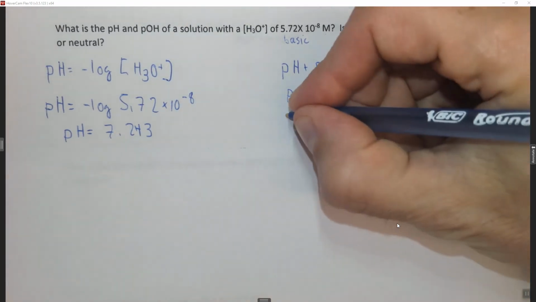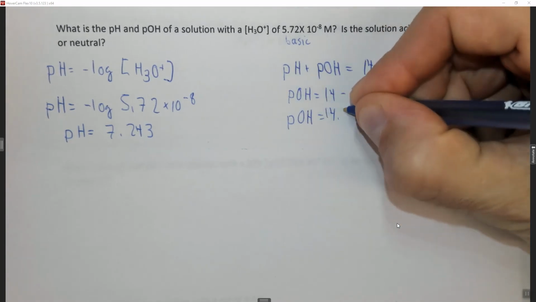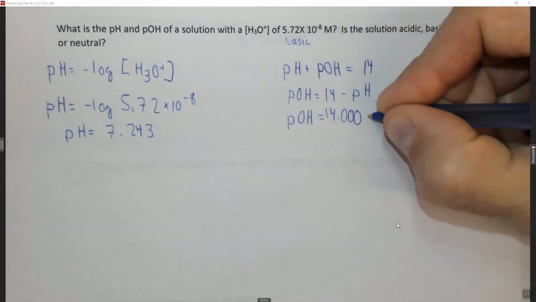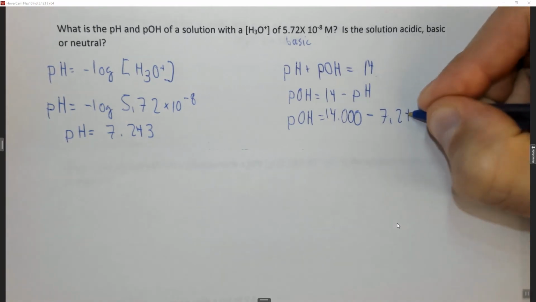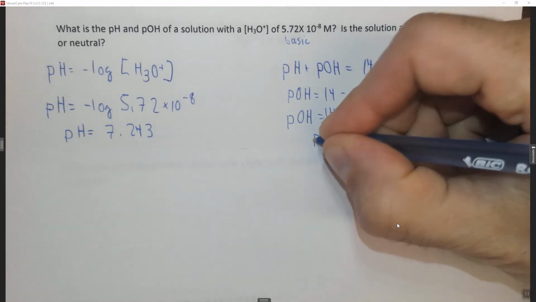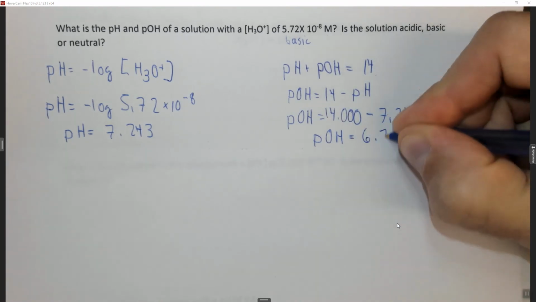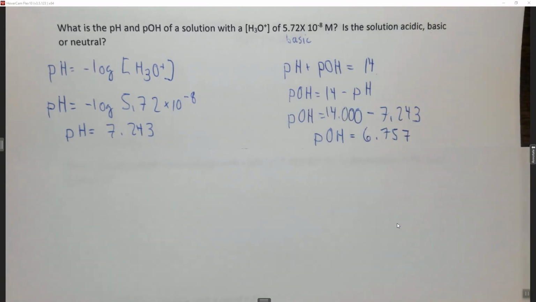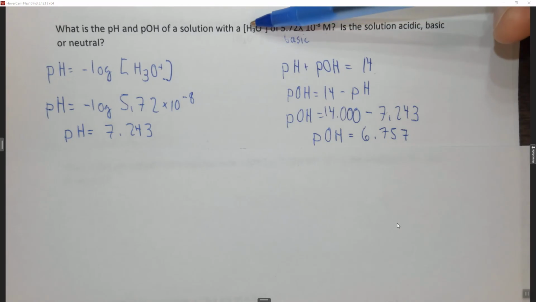So when we do this, over here, we have the pOH equals, if you want, 14.000, you don't have to write it there, minus 7.243, and we find that the pOH equals 6.757. Remember we said earlier this was basic because this number is less than 1 times 10 to the minus 7, and when the H3O plus is less than 1 times 10 to the minus 7, it's a basic solution.